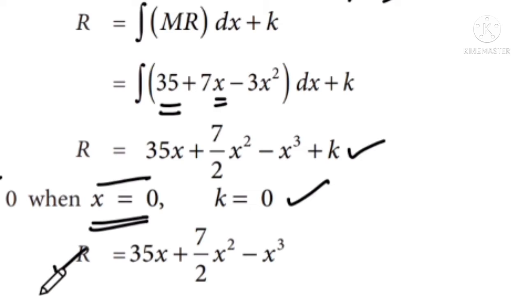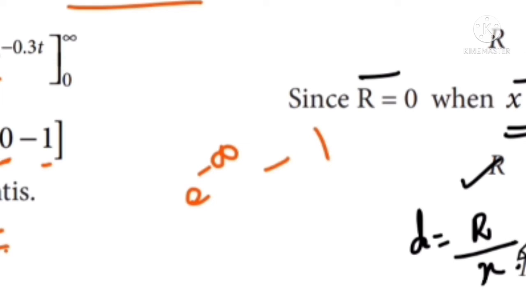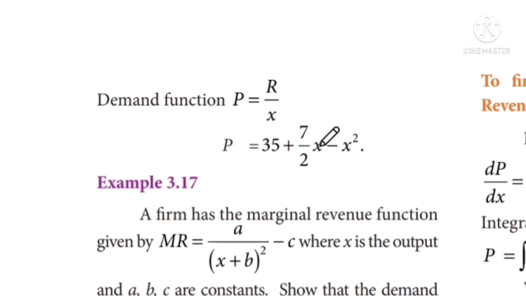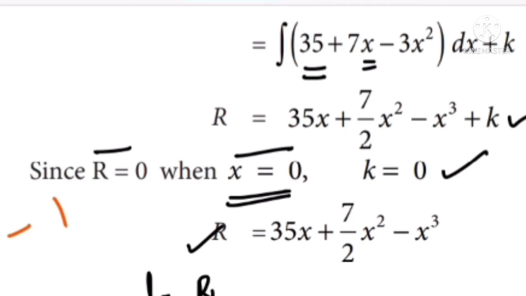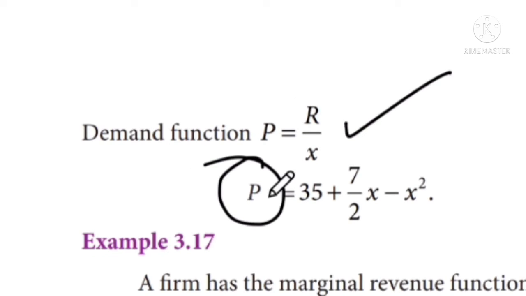Now they ask you to find the demand. Demand is r by x. Like the average function, average cost. How do you find the average cost? Cost divided by x. Here, the average revenue is called the demand function. Average revenue is the revenue function divided by x. Demand function is r by x. So 357 by 2 x minus x square. The demand function is usually denoted by p. So it is given p is equal to this.